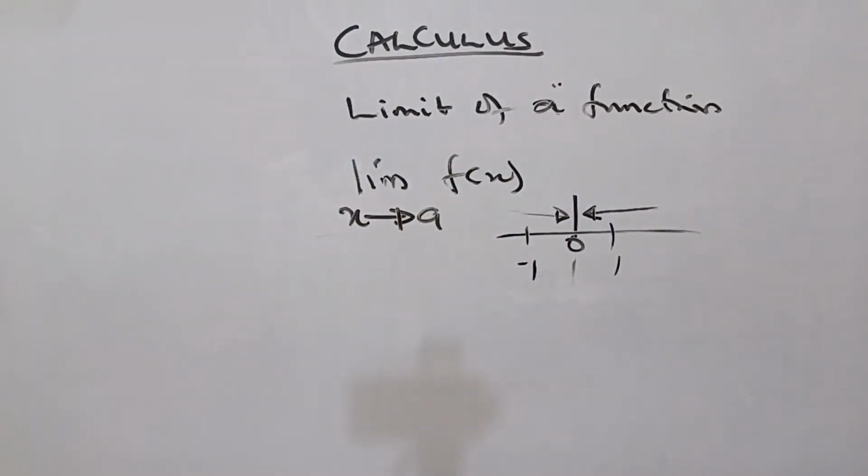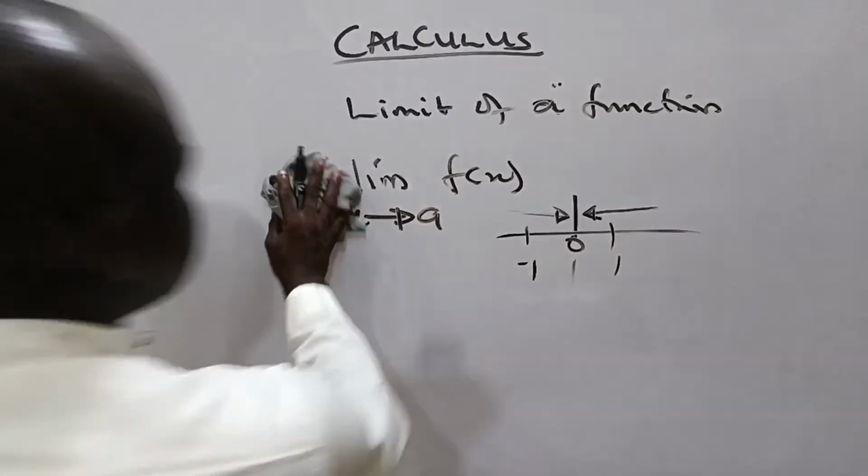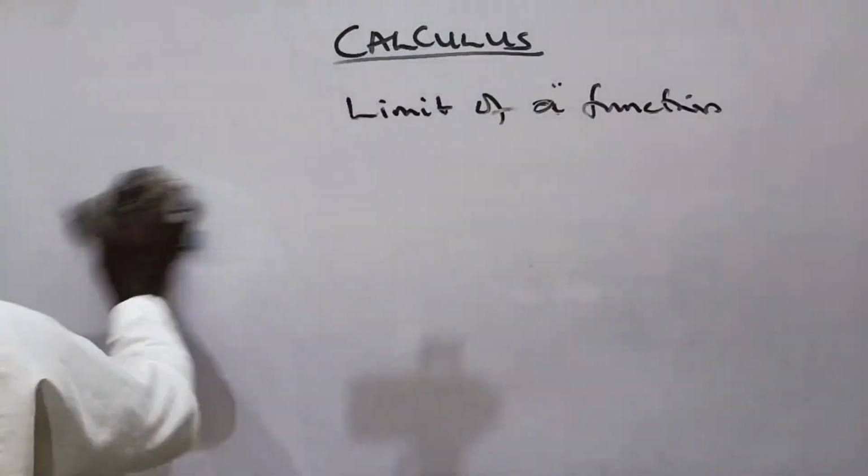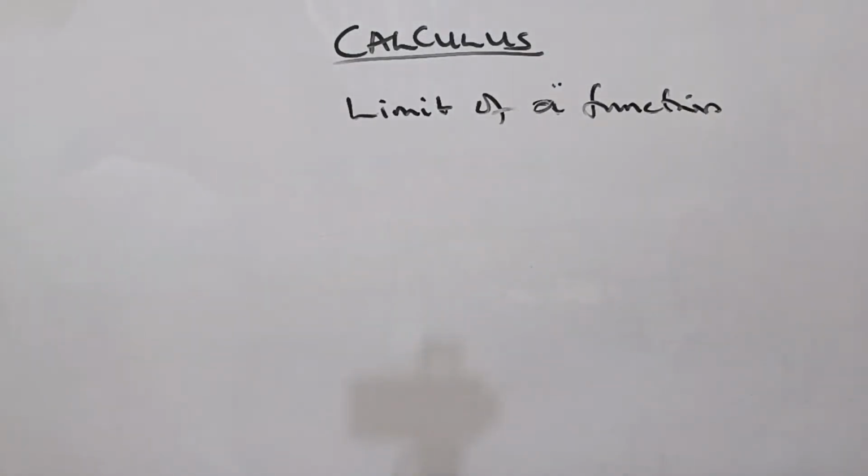So when we say limit as x tends to -2, it simply means that as x approaches -2, what will be the value? That's what we are trying to say. As x gets closer and closer to a, what are we going to get? It depends on the value of f of x. There are some theorems that actually guide limits of a function.